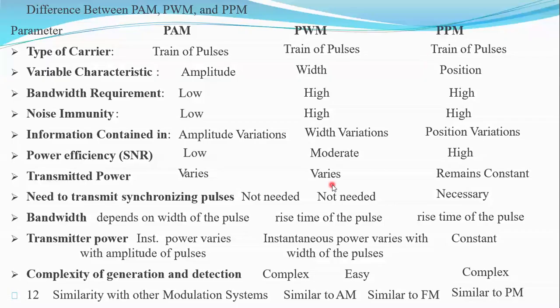So in this session, we have seen three different types of analog pulse modulation techniques. That is, first PAM, then PWM, and the last one is pulse position modulation. And how the signals are generated, and how they are detected. And at the last, we have discussed the differences between all the three different types of techniques.